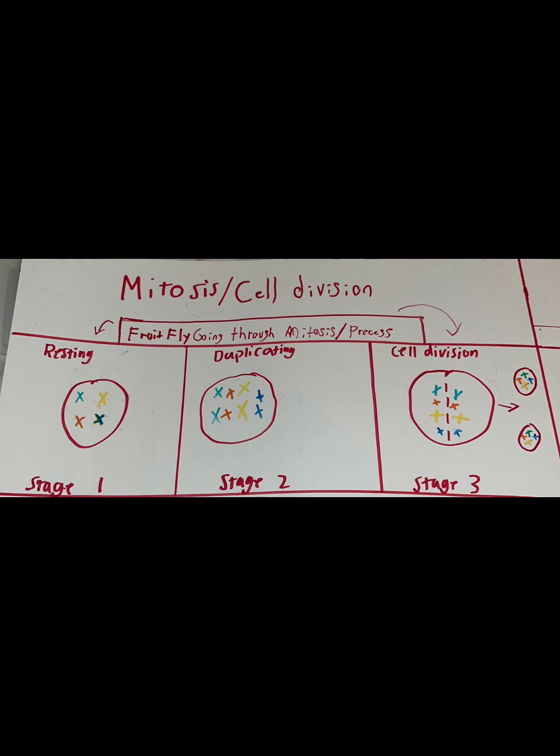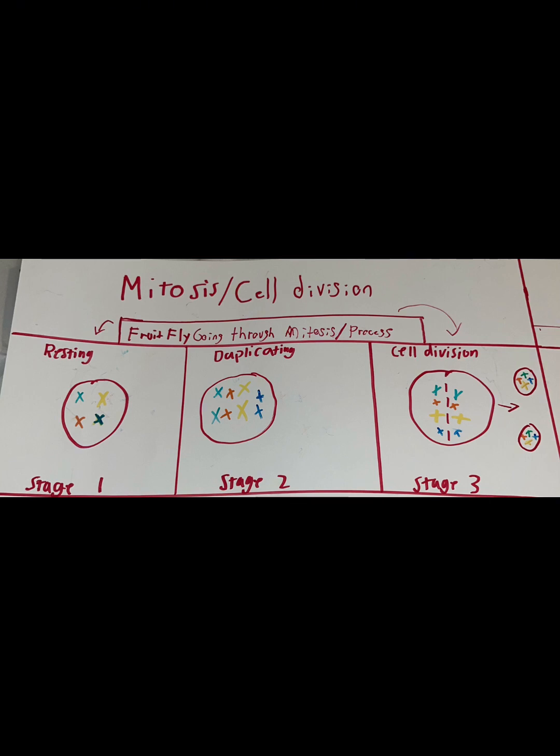Mitosis is a type of cell division that results in two daughter cells having the same number and kind of chromosomes as the parent cell. There are three basic steps in mitosis. The first step is the resting state. The cell does not do anything just yet and is at rest.